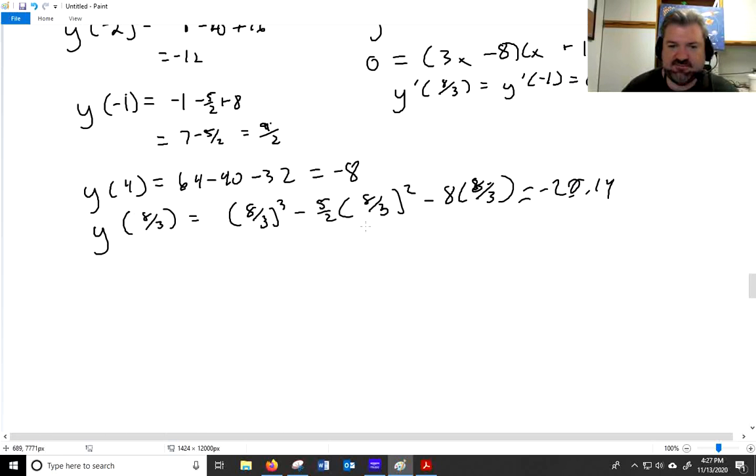All right, so do we have an absolute max? I think we have a winner at 9 over 2. And so we have an absolute max of 9 over 2 and an absolute min of -20.14, and this is by the candidates test.